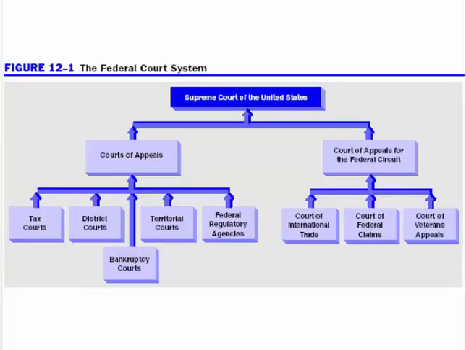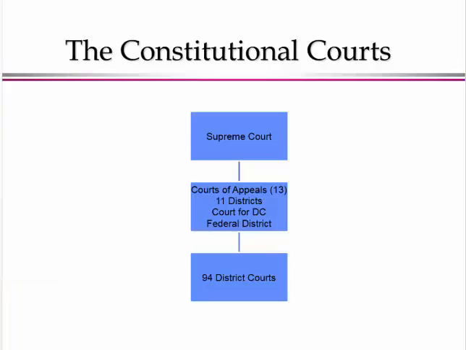Now, this is a diagram taken from your textbook of the federal district court system. You will notice that in addition to those courts we've mentioned, there are such things as federal regulatory agencies, territorial courts, tax court, etc. We'll explain how those fit in a minute. There are three, as we said, levels of constitutional courts: the Supreme Court, the Court of Appeals, and the district courts.